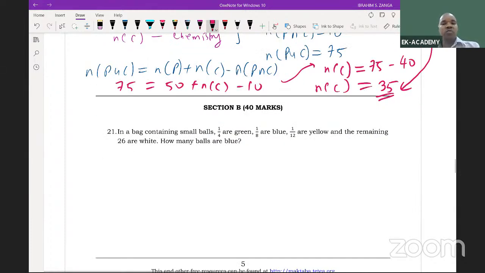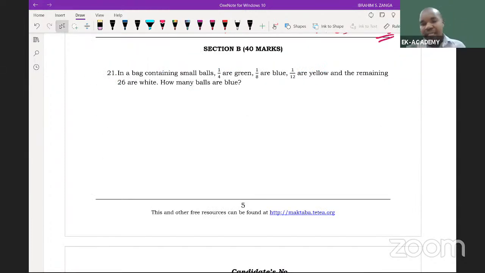We go straight to section B. In section B, we were given question number 21. In a bag containing small balls, 1/4 are green, 1/8 are blue, 1/12 are yellow, and the remaining 26 are white. How many balls are blue?